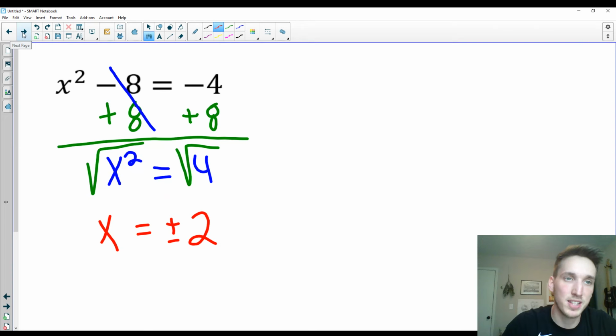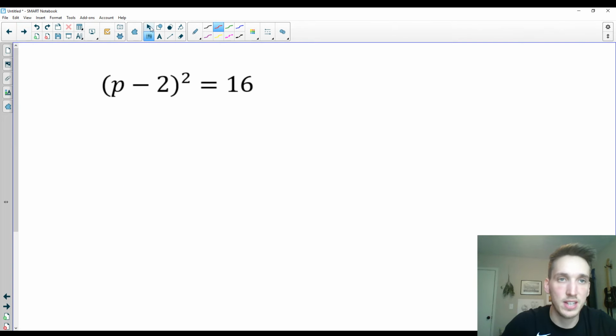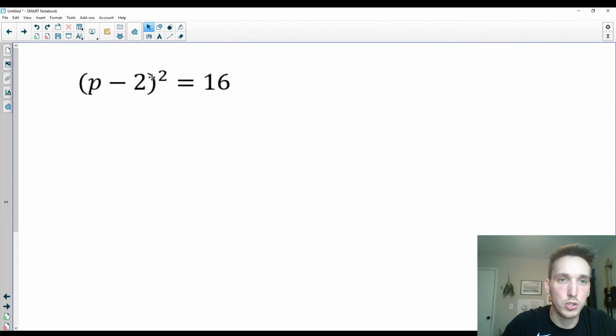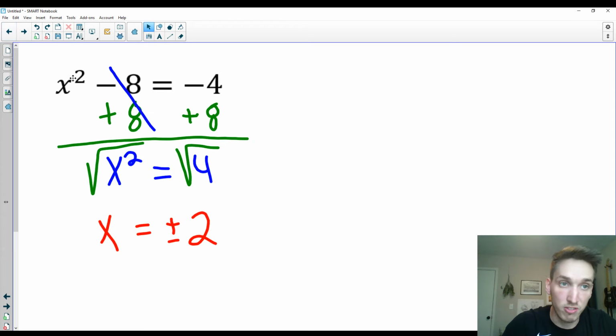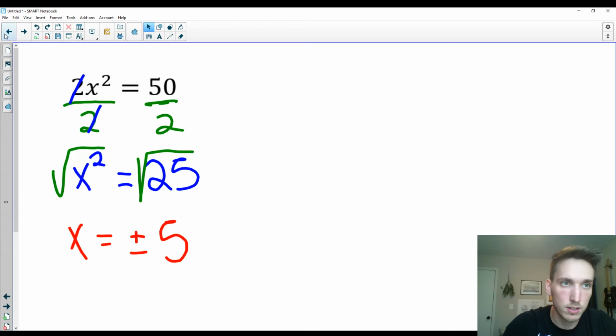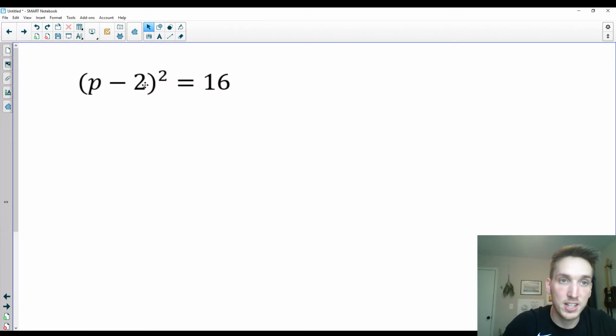Let's move on to an example that's a little bit different. Same process, a little bit different. So here I've got p minus 2 squared equals 16. So before, we were dealing with the variable being squared only. Now I want you to see this example. p minus 2, this entire binomial is being squared, not just the p. So before we can add 2 to both sides, right, because we're trying to get everything away from p, that minus 2 is kind of locked in here with the p because of that squared.